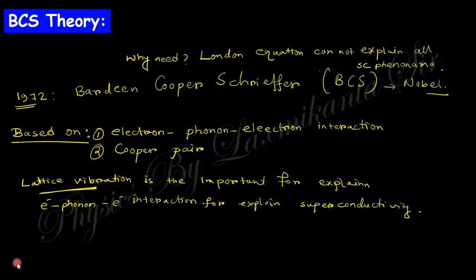The next important thing is the BCS theory. BCS stands for three scientists: Bardeen, Cooper, and Schrieffer. In 1972 they got the Nobel Prize for explaining the superconducting state. London equation cannot explain all the superconducting phenomena. All the phenomena of the superconductor cannot be explained by London equation. This was explained by BCS theory. This theory is based on two things: one is the electron-phonon-electron interaction, and another is the Cooper pair.